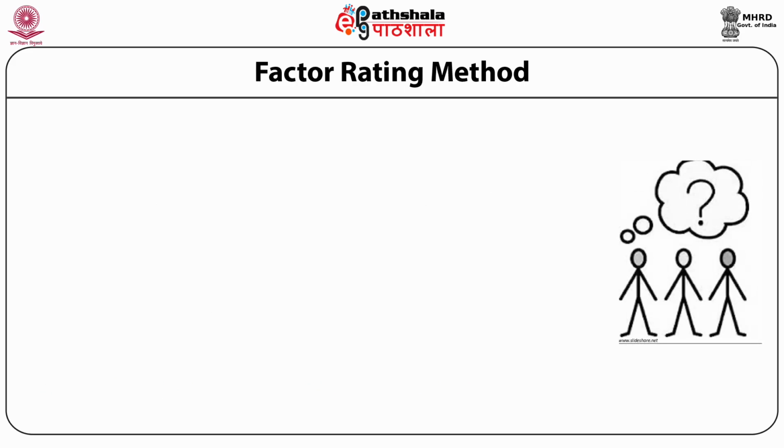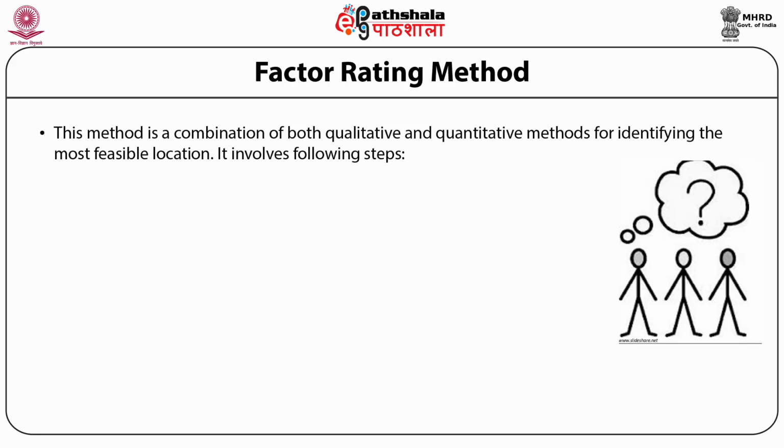Another important method for location decision making is the factor rating method. The factor rating method of location analysis is perhaps the most widely used method of evaluating alternative locations for a firm. This method is a combination of both qualitative and quantitative methods for identifying the most feasible location. The method involves the following steps.